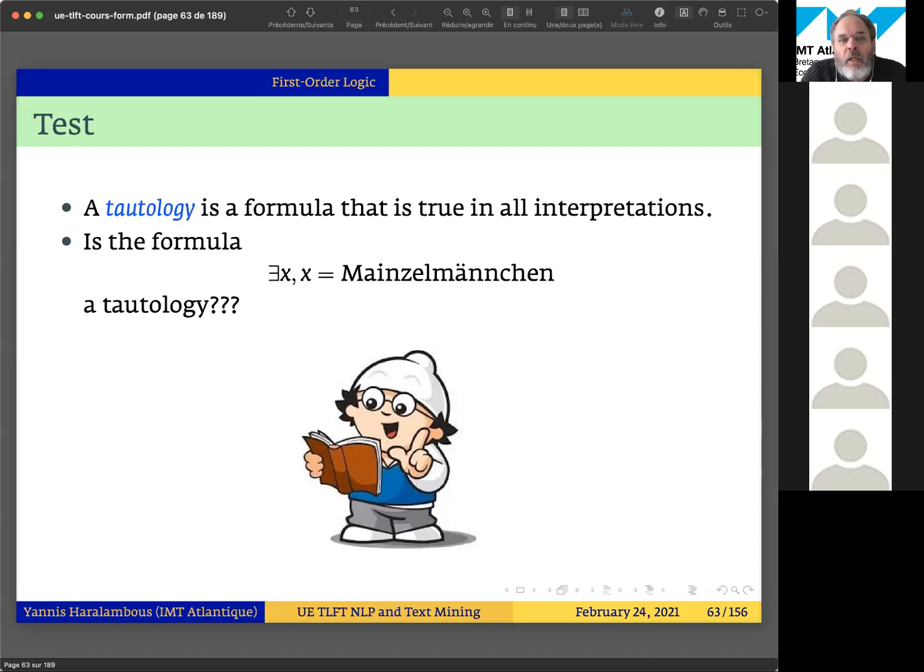Now, I'm asking a question. This is a test. Let us take the formula: there exists an X such that X is equal to Mainzelmännchen. Mainzelmännchen are the equivalent of the French Shadok, and they lived in the second German channel, ZDF, in the 60s and 70s. So it doesn't matter what a Mainzelmännchen is.